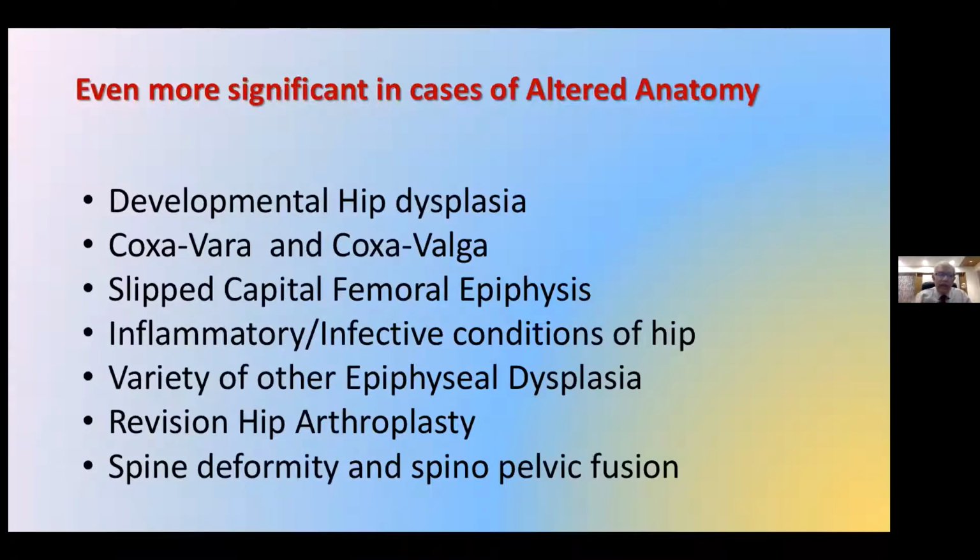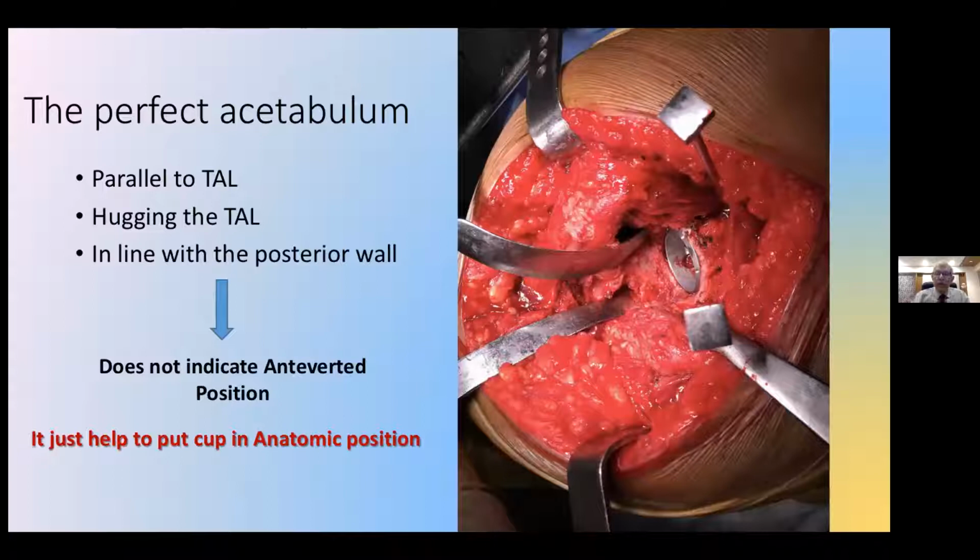Again, in special conditions like DDH, slipped capital femoral epiphysis, in revision cases, or with spine problems, the anteversion of the acetabulum is also altered. Now, what we always see, we try to put our cup parallel to TAL, and we hope and feel that it is going to be a proper anteversion, which is the case most of the time. But as we know, parallel to TAL, hugging the TAL, does not indicate the anteverted position of the cup. It just helps to put it in anatomical position.